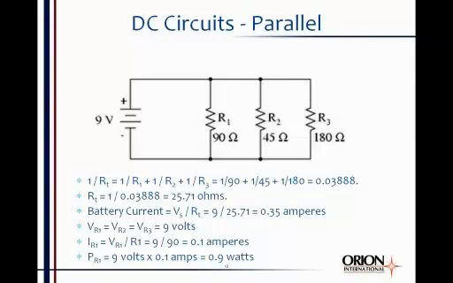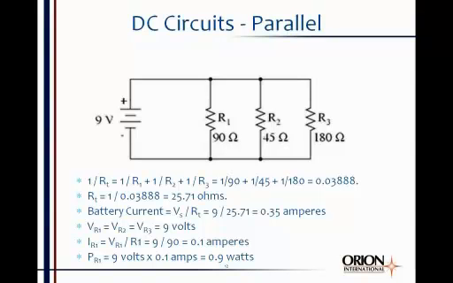Let's take a look at a parallel DC circuit. The characteristics of parallel circuits are the voltage drop across all elements is the same, whereas with a series circuit, the current flow through all elements is the same. To find the value of resistors in parallel, 1 over the total resistance is equal to 1 over R1 plus 1 over R2 plus 1 over R3, and if there were more resistors, it'd be 1 over R whatever.